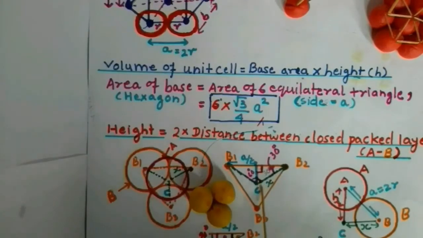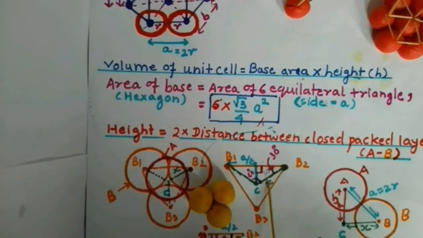Here the angle will be 60 degree. This angle is 90 degree. This one is 60 degree. 90 plus 60 will be equal to 150, and the sum of the three angles in a right angle triangle is 180 degree. So 180 degree minus 150 degree will give you 30 degree. So this angle is equal to 30 degree. Now let us consider this right angle triangle. Here this base is equal to A by 2, and this angle is equal to 30 degree, and this hypotenuse x we have to find out.